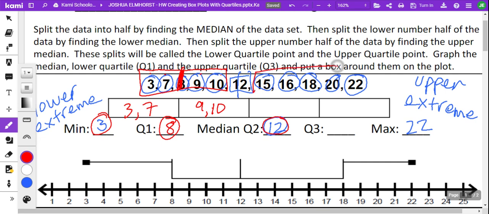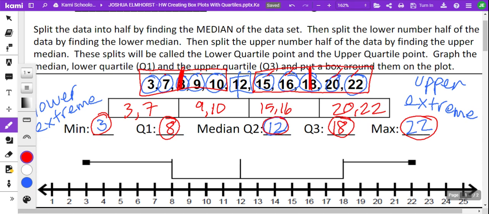Now we're going to go to the right side, and we're going to split that into quarters also. So we got left, right, middle. So that point right there, 18, is going to split the right side of our data. So that is our third quarter split. And then here's the top of the data at the max or upper extreme. So the third quarter of data has 15 and 16 in there. And then the last one is 20 and 22.